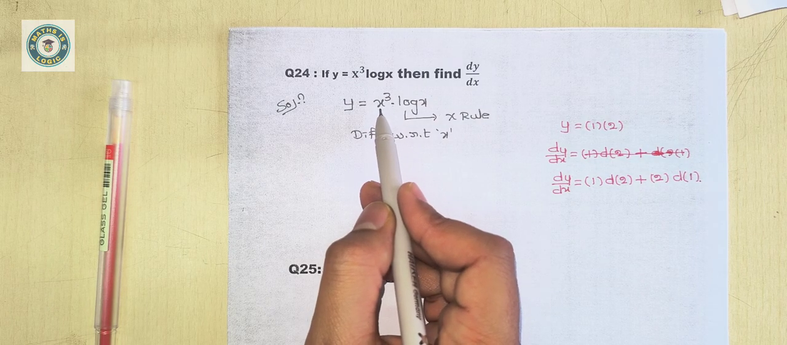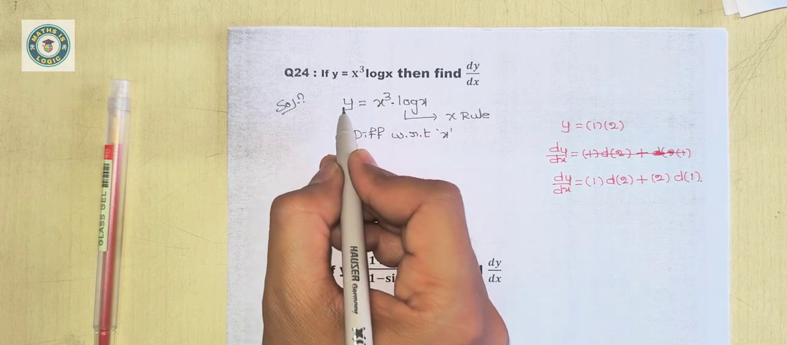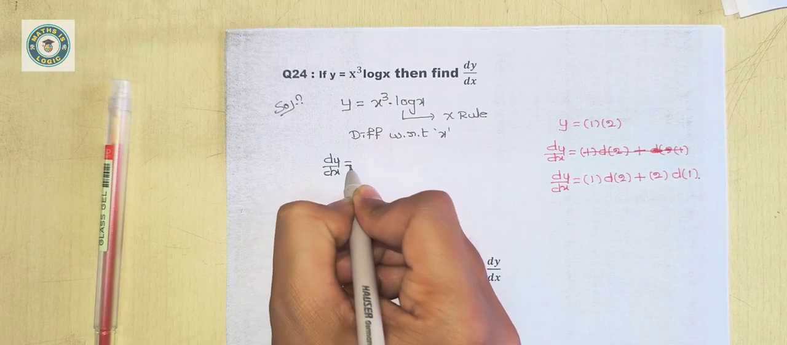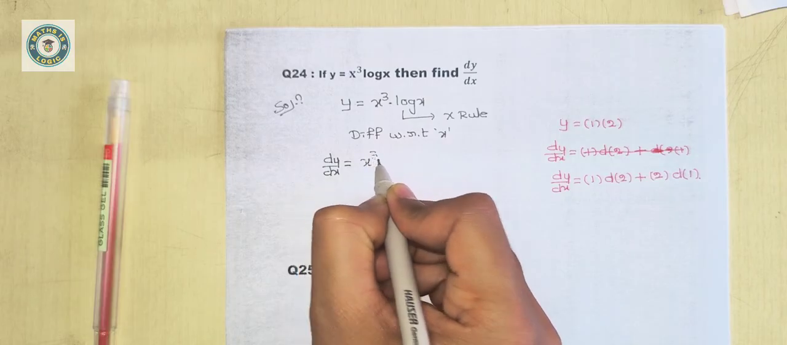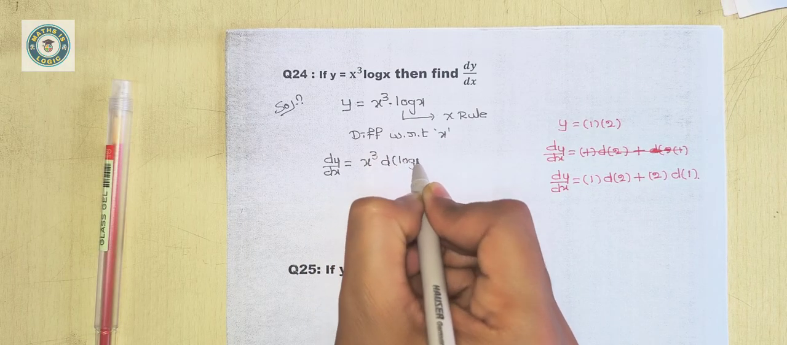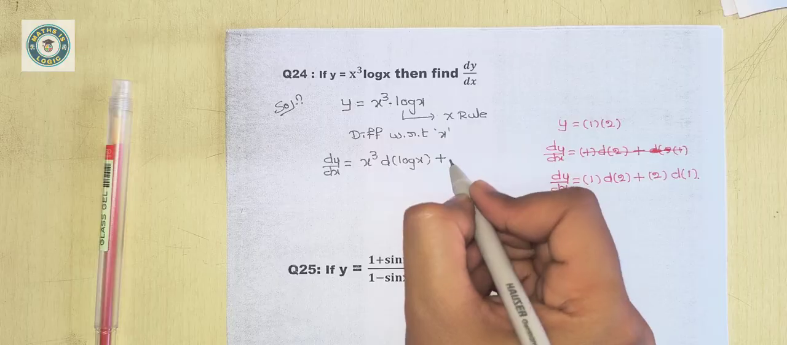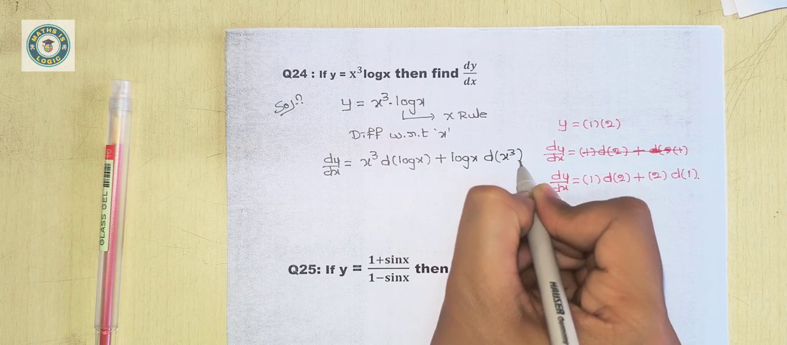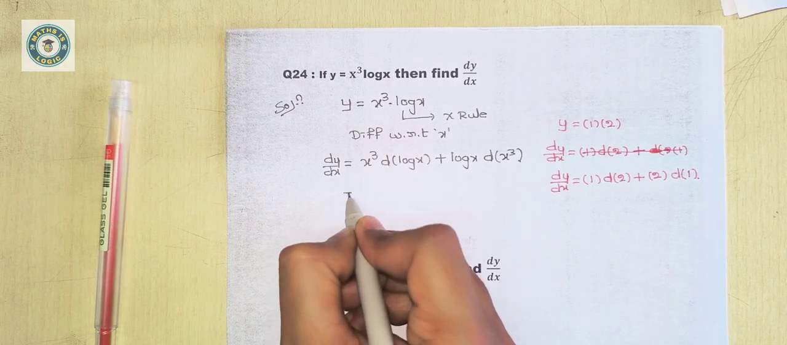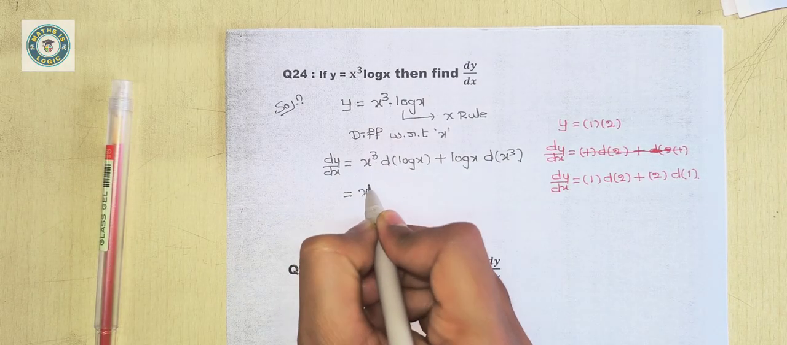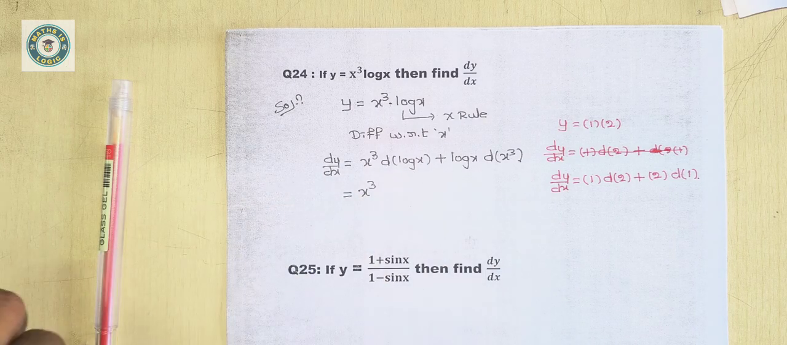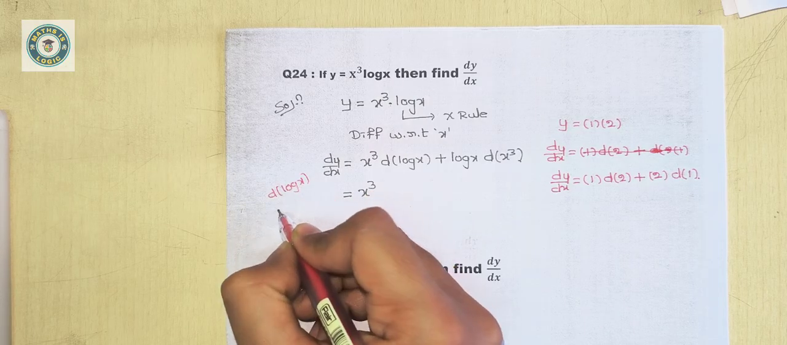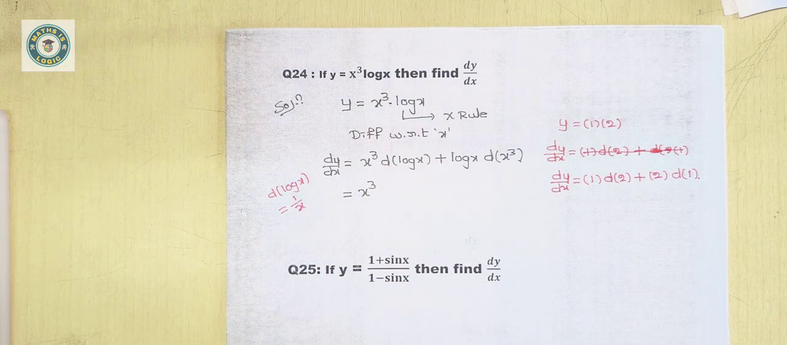You can see here x cube is the first function, log x is the second function. So differentiating y, dy divided by dx is equal to first function as it is, differentiation of second function, that is log x, plus second function as it is, next differentiation of first function. What is the first function here? x cube. Which is equal to x cube, we keep as it is. Next, log x differentiation we should do. You know, differentiation of log x is 1 divided by x.